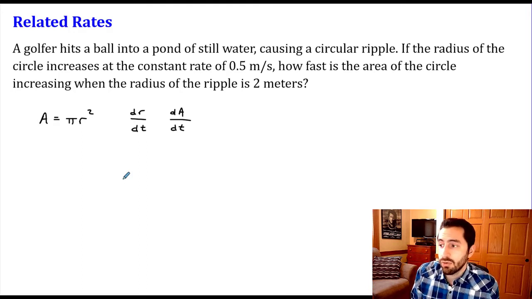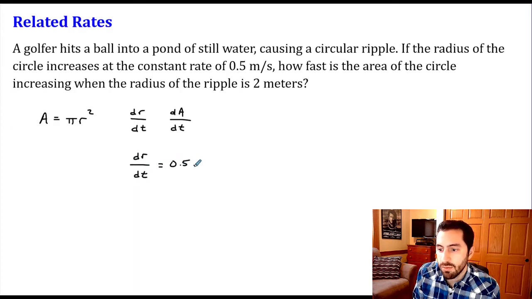So let's see what we already know. We are given that the constant rate of change for the radius is 0.5 meters per second. So my derivative of the radius with respect to time, dr/dt, is equal to 0.5 meters per second. The other thing I'm given is that the radius is going to be 2 meters. So that is the moment in time when we want to figure out what our rate of change for the area is.